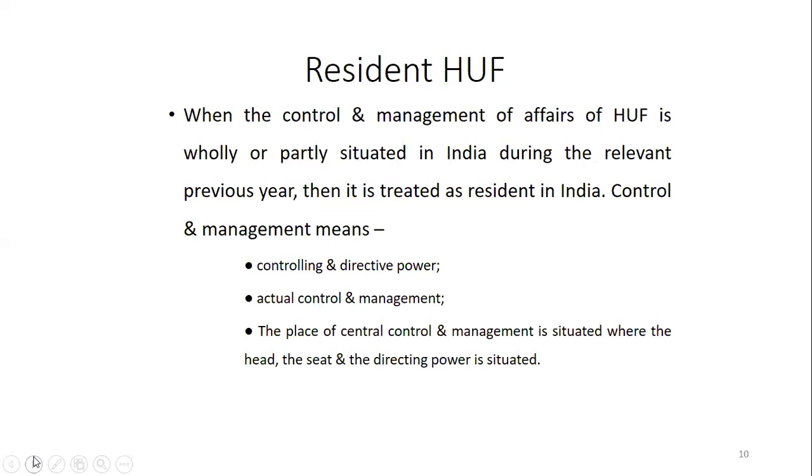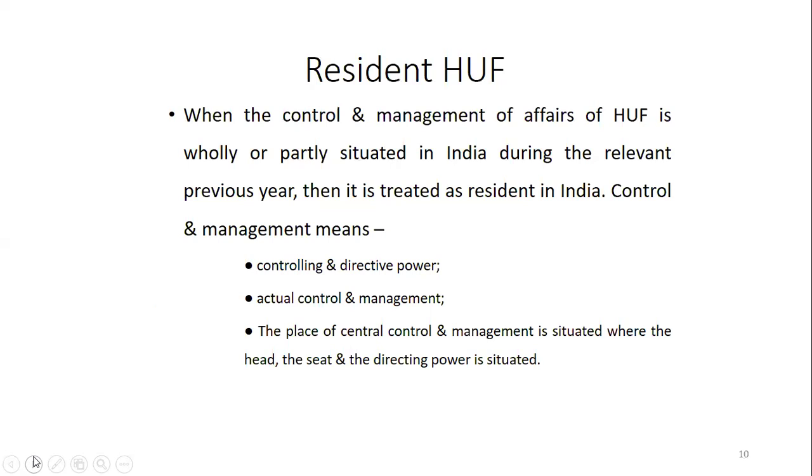So, who will be a resident Hindu undivided family? It is very important here that when the control and management of affairs of the Hindu undivided family is completely or partly situated in India during the relevant previous year, then only it is treated as resident in India. What does control and management mean here?